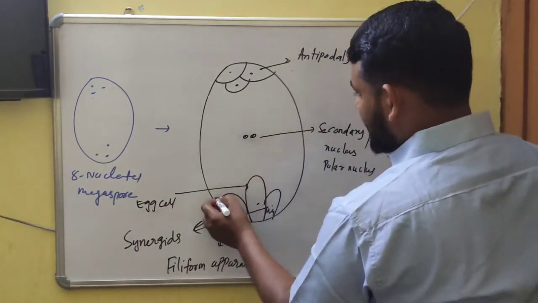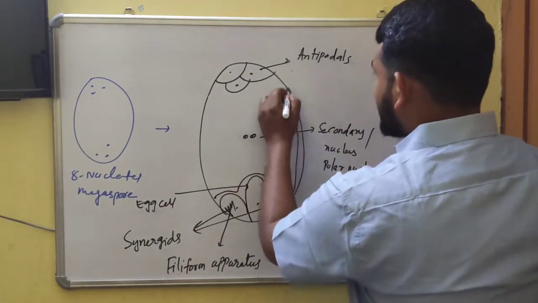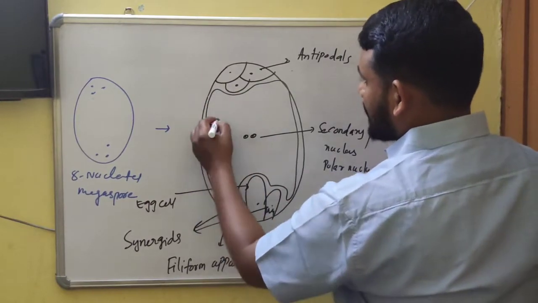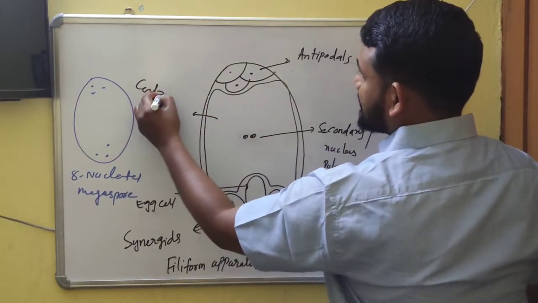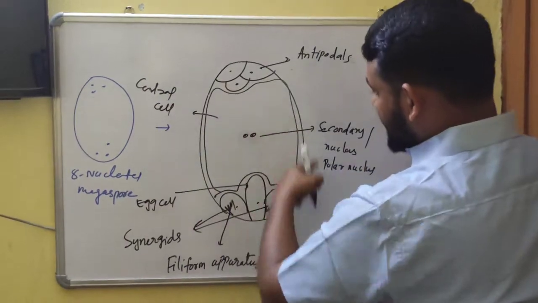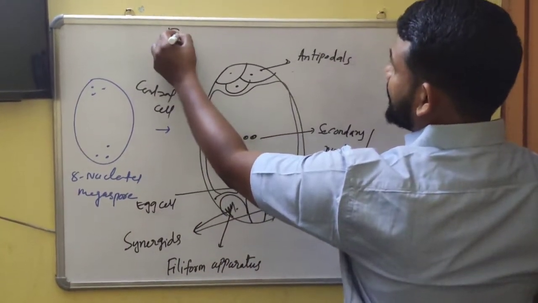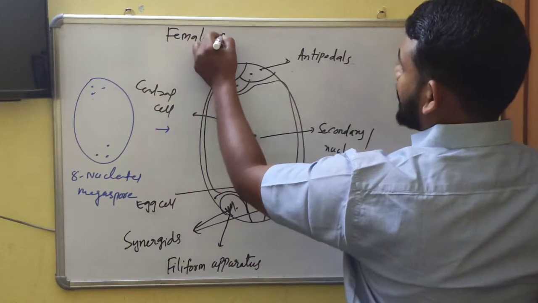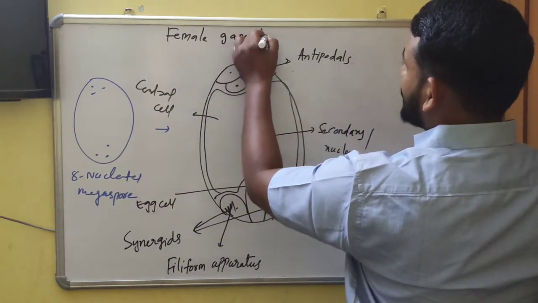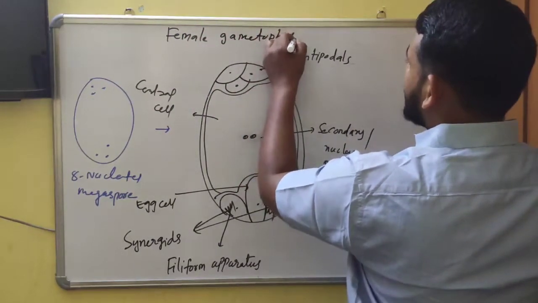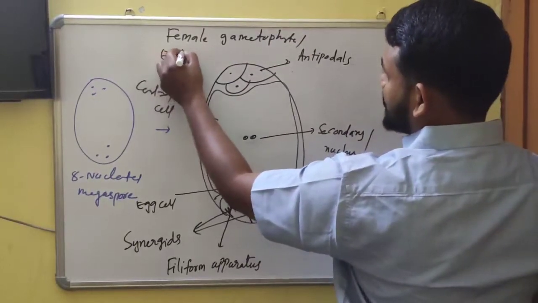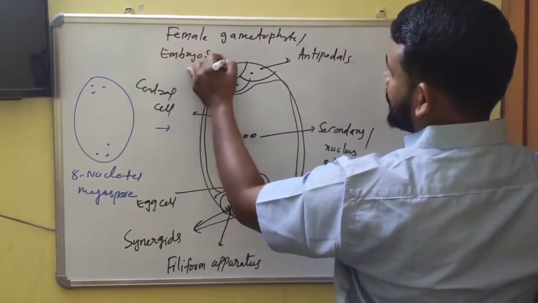And this is the central region. This entire region is called the central cell. And this structure is called the female gametophyte. The female gametophyte is also known as the embryo sac.